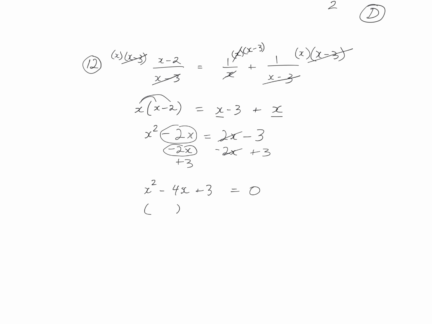This will factor as follows: x and x, and we need two numbers that multiply to positive 3 but add to negative 4, and that's negative 1 and negative 3, equals 0. So this needs to equal 0, so x equals 1. This needs to equal 0, so x equals 3. But remember, x cannot equal 3 because then we would get a 0 in this denominator and that denominator. And so the answer is just x equals 1, which is A.